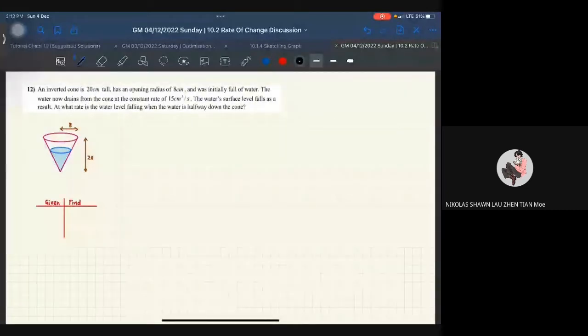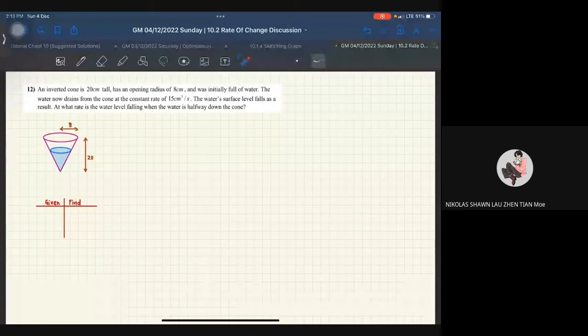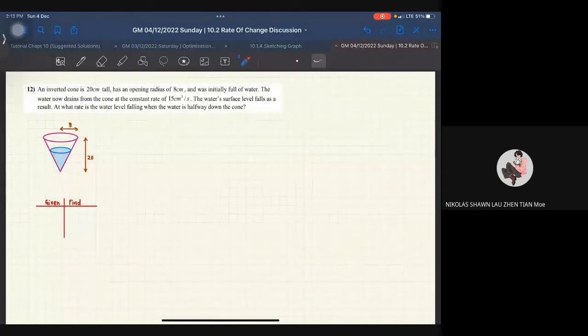Okay, so dia kata dekat situ, an inverted cone is 20 cm tall. Okay, so kita ada satu cone yang terbalik. Dia inverted, maksudnya dia macam bentuk cone ice cream. Okay, kita pegang cone ice cream tu macam mana? Right, so that is inverted cone. Okay, and then with height 20 cm, this one is the height. Okay, and then it has an opening radius of 8 cm. So your radius is this one, 8 cm. Okay, so maksudnya 8 cm is the original radius lah.